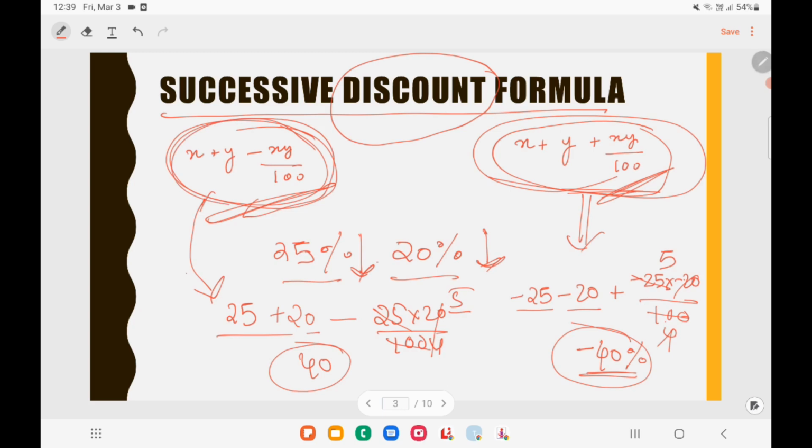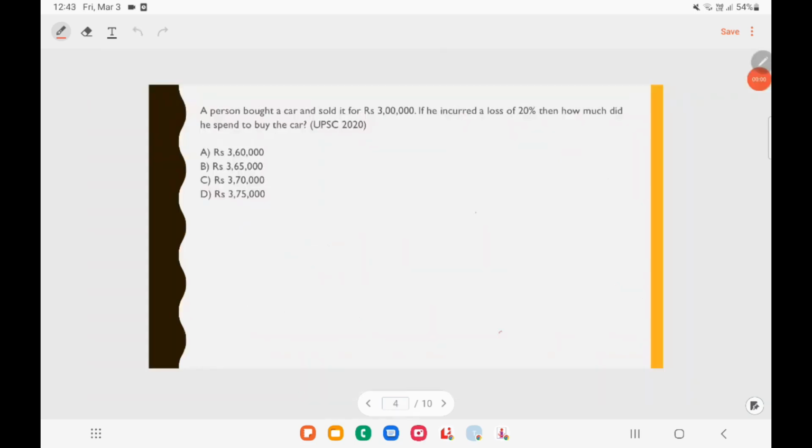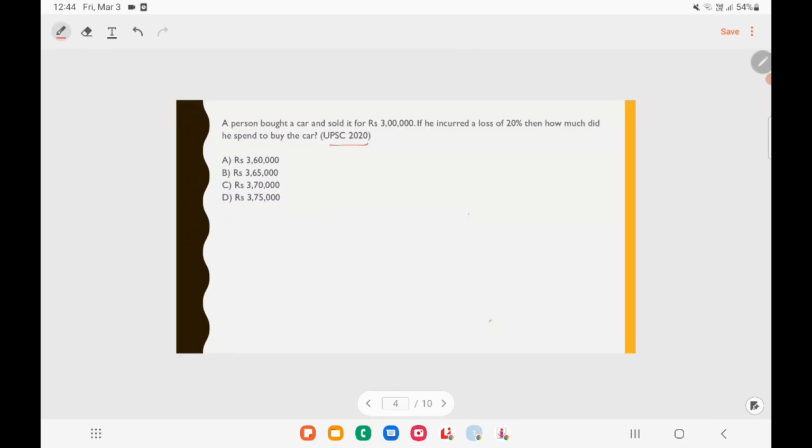Now we'll be looking into different questions. Initially we'll look into the UPSC questions, and I already told you that there was only a small number of questions asked from this topic in UPSC. Then we'll also look into some generic practice questions as well. So let us look into a question. So this is from UPSC 2020.